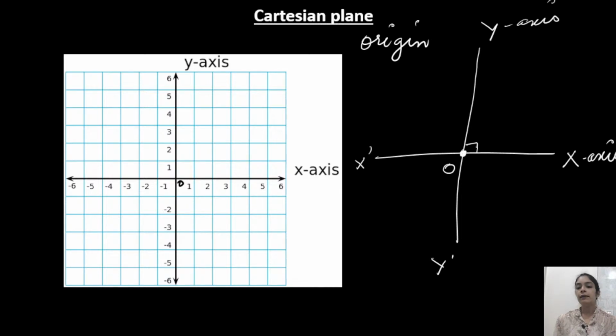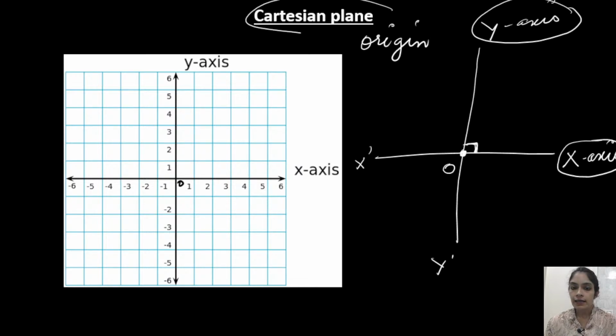Once again, I'll repeat. The horizontal line is known as the x-axis. The vertical line is known as the y-axis. When they are perpendicular to each other, that plane is known as the Cartesian plane. Their point of intersection is known as the origin. When we locate points in this plane, the points will come in the form of ordered pairs. How to locate points we will do in the next few sections.